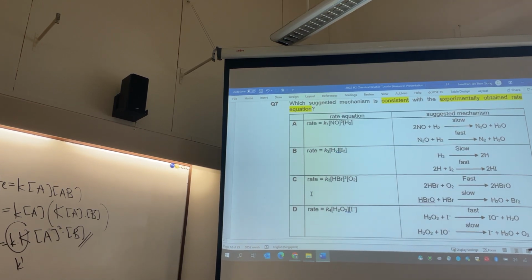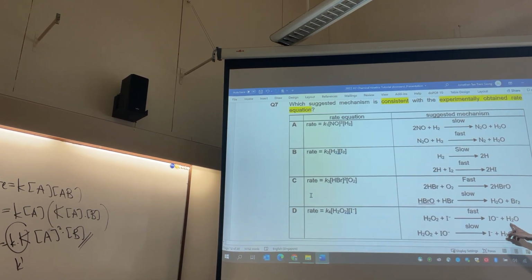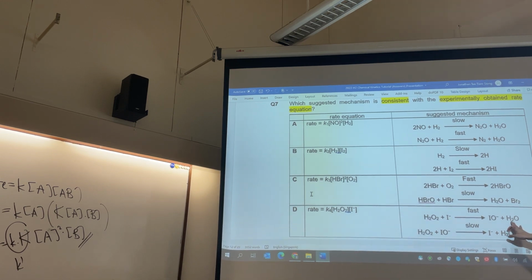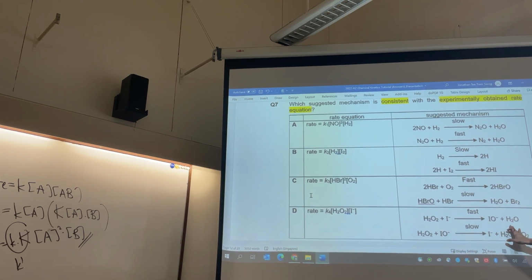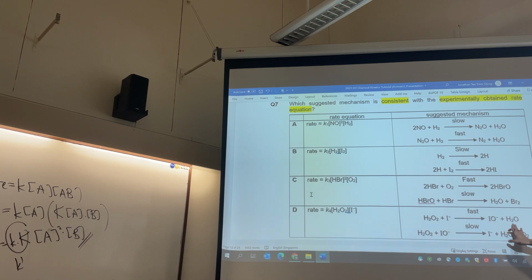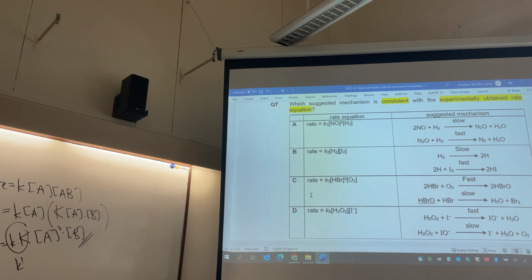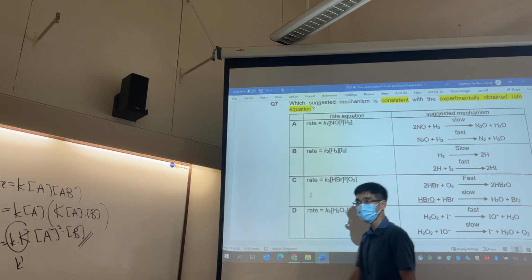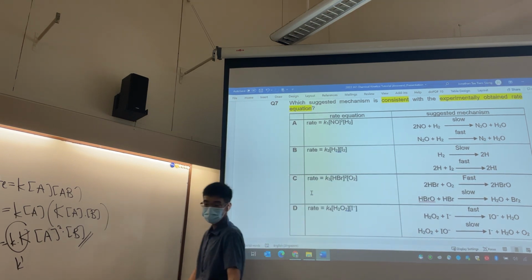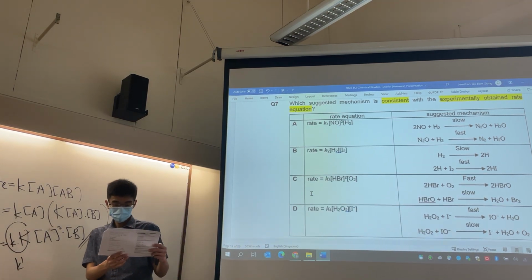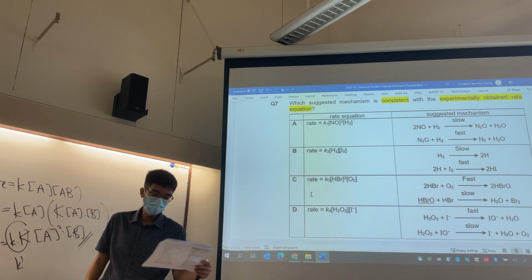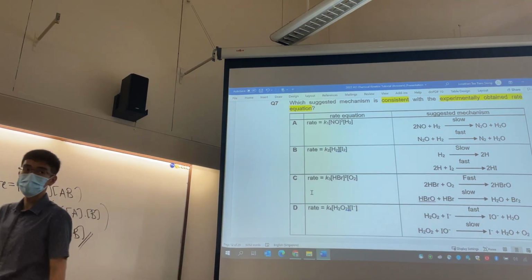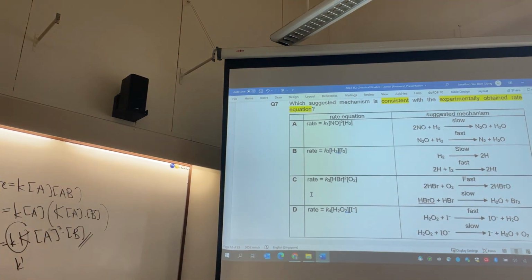Part D, can you assume that water remains constant? Because usually for reactions that involve water, water is usually used in large excess. So for option D, can you just assume that water is relatively constant, so you can put it as part of the constant? Most of the time, questions that involve water, water is used in large excess. So you just put it as part of the constant.